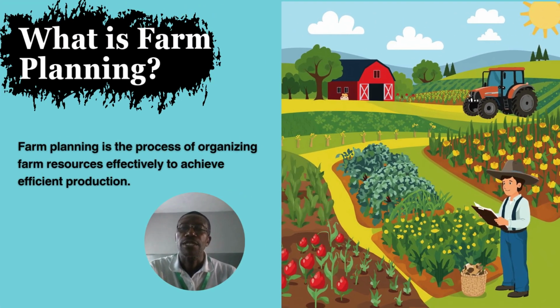Let's try to answer the question, what is farm planning? Farm planning is the process of organizing farm resources effectively to achieve efficient production. So if you go to big farms, the farmer there wants to organize his resources so that he will make the most out of it. Resources are not just put into use. You ensure that resources go into the best part of the farm where the yield will be more.